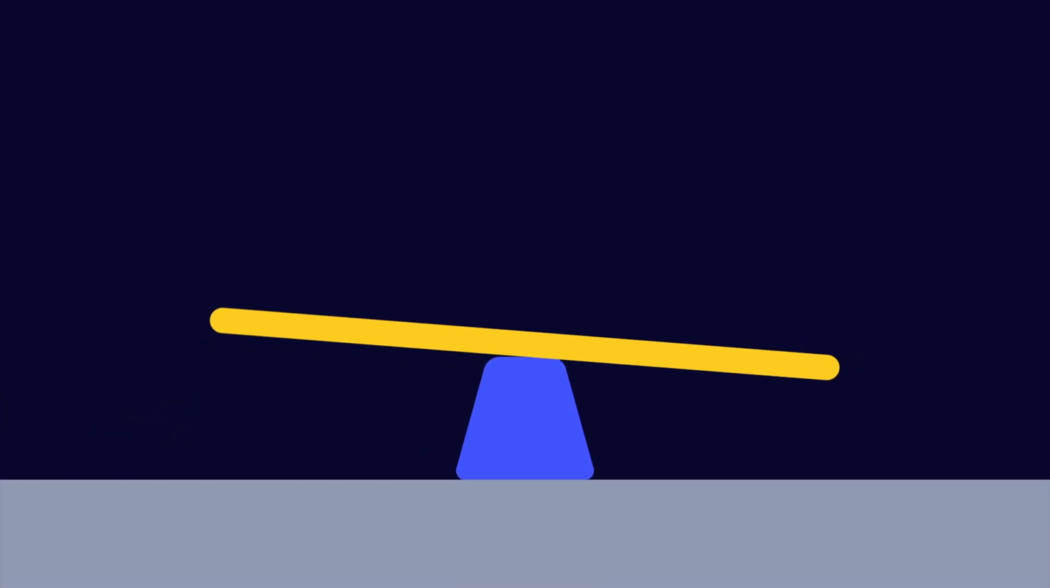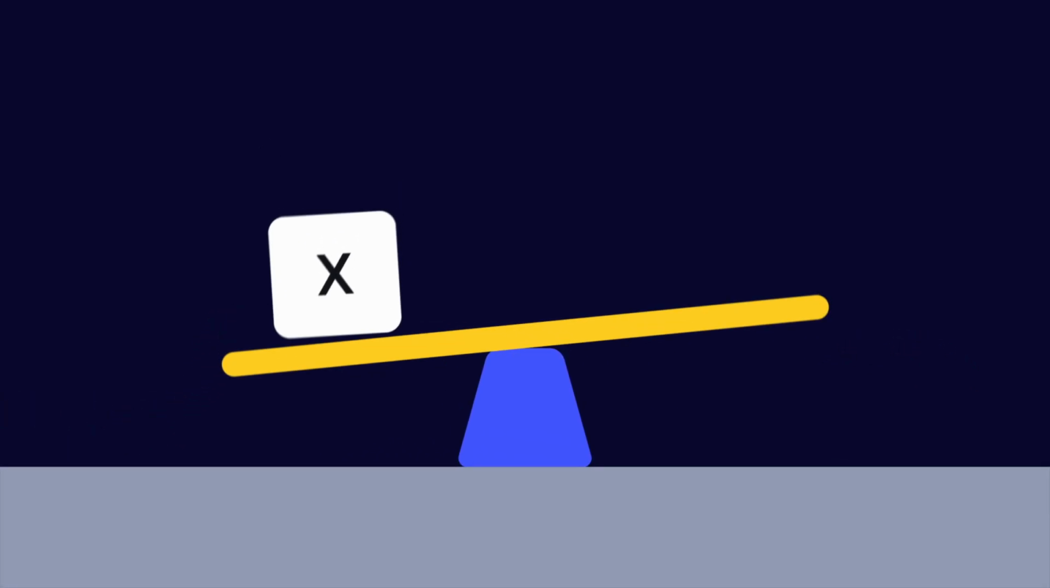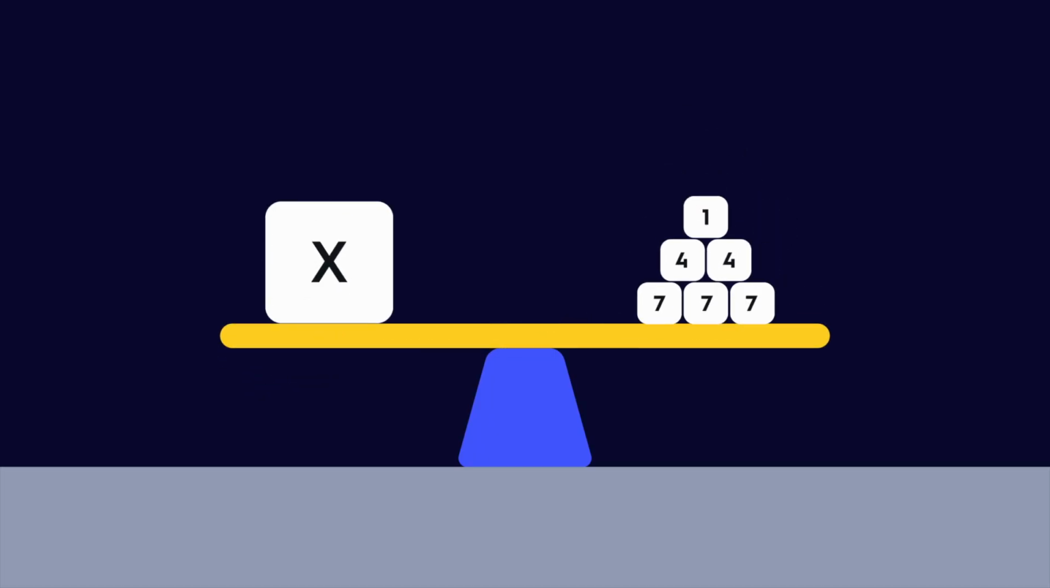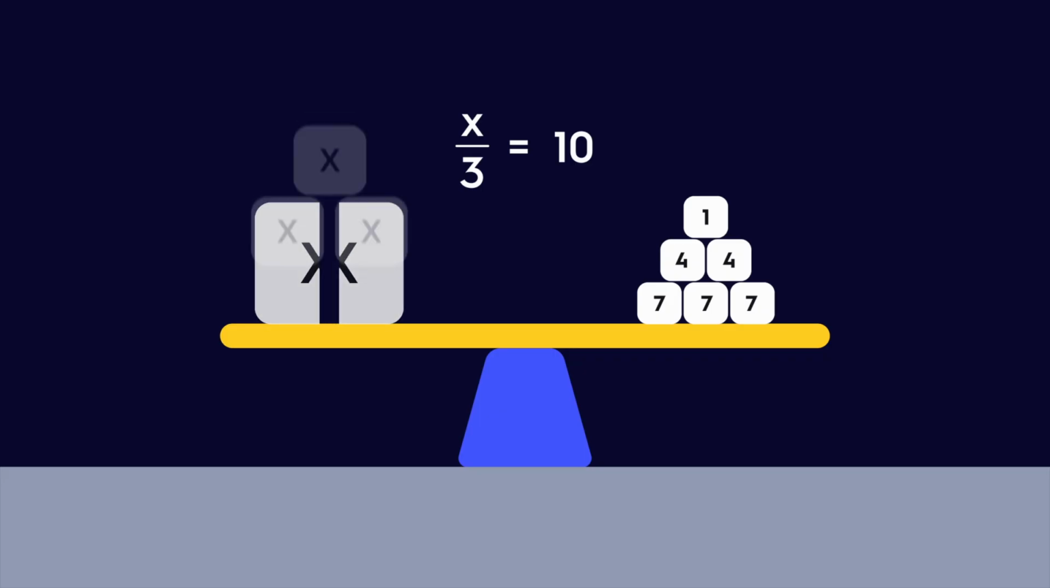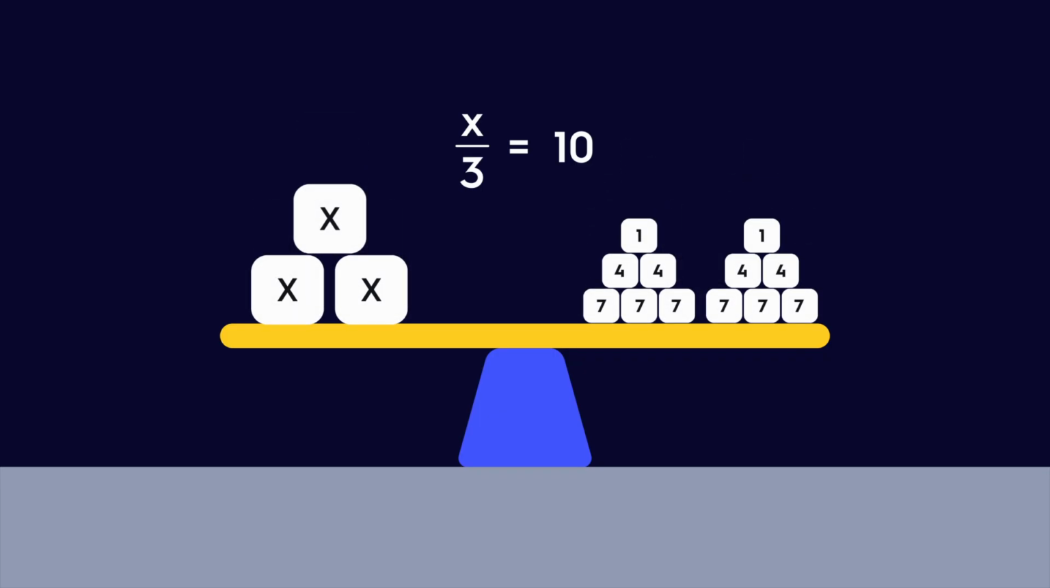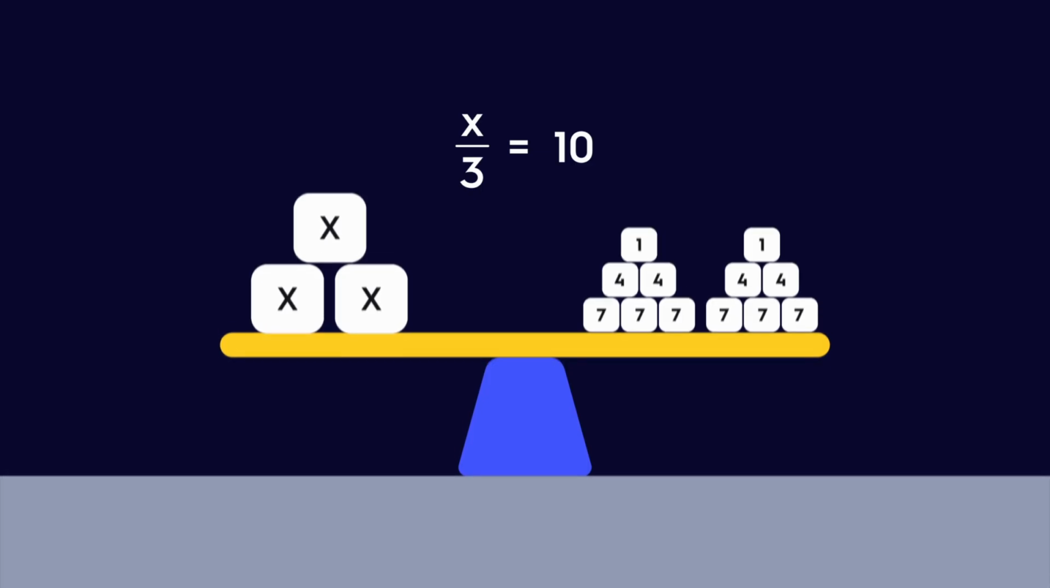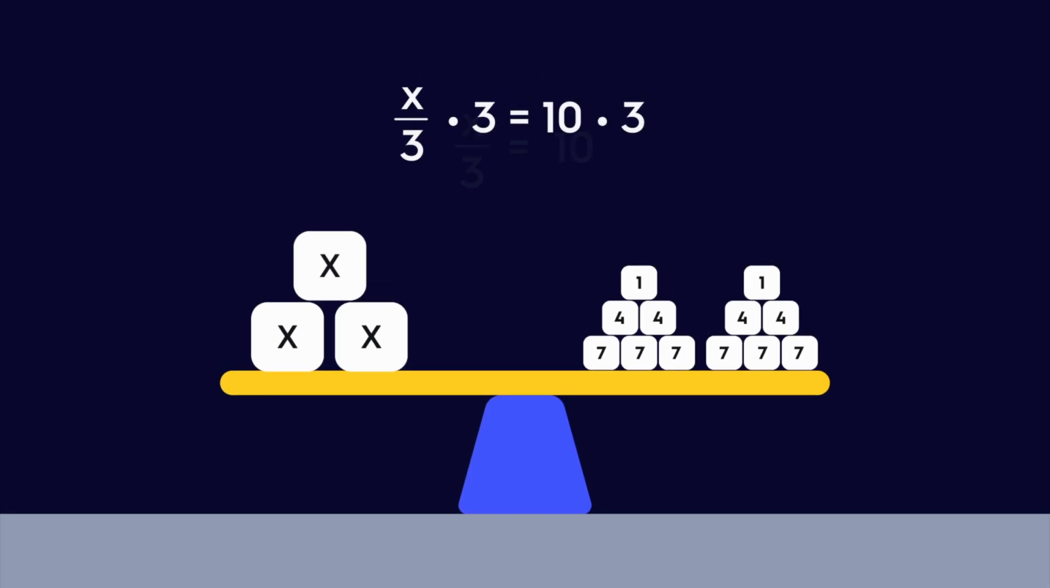Simple algebra is all about balance. Whatever you do to one side of an equation, you must do to the other. Let's start with a basic example. X divided by 3 equals 10. Our goal is to undo the division and get x by itself. To isolate x, multiply both sides by 3. The division cancels out, and we're left with x equals 30.